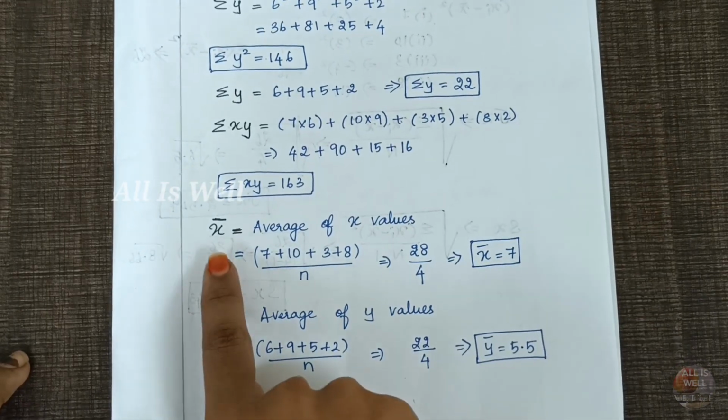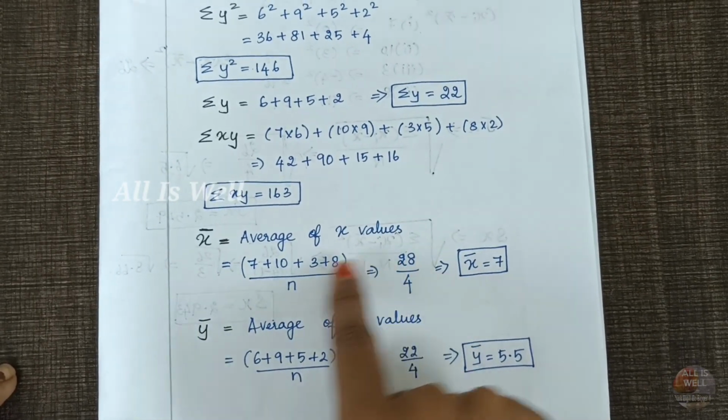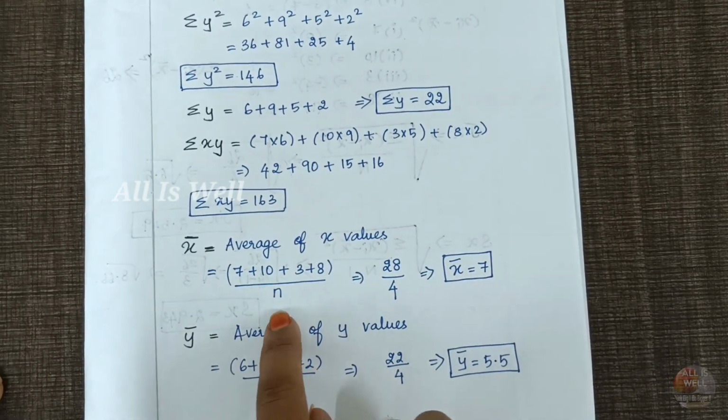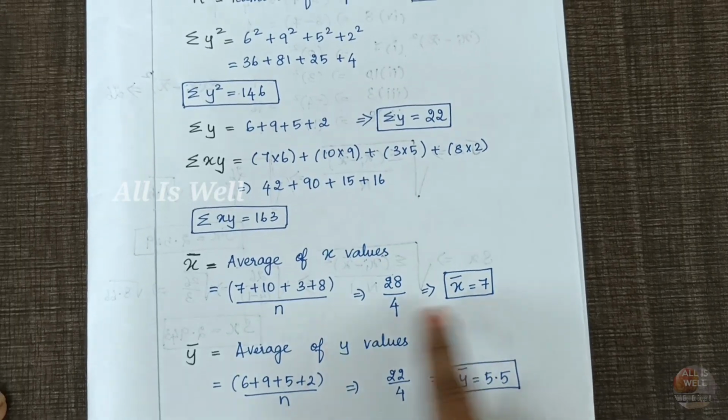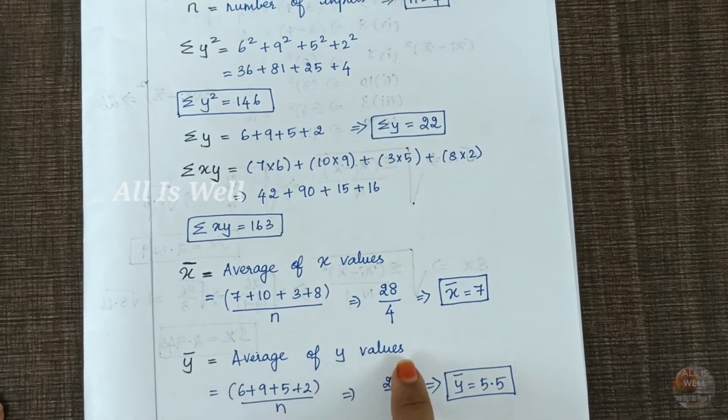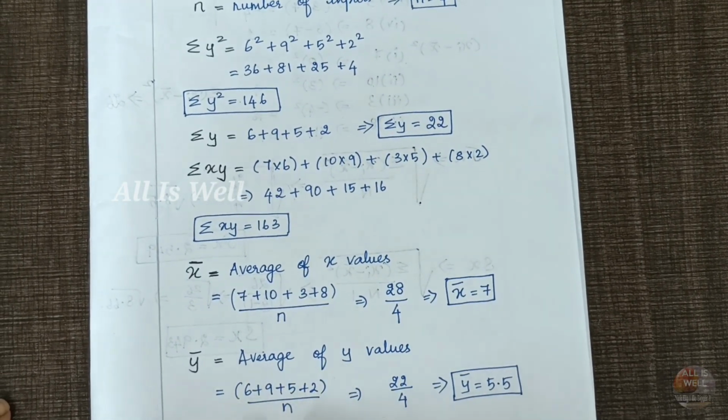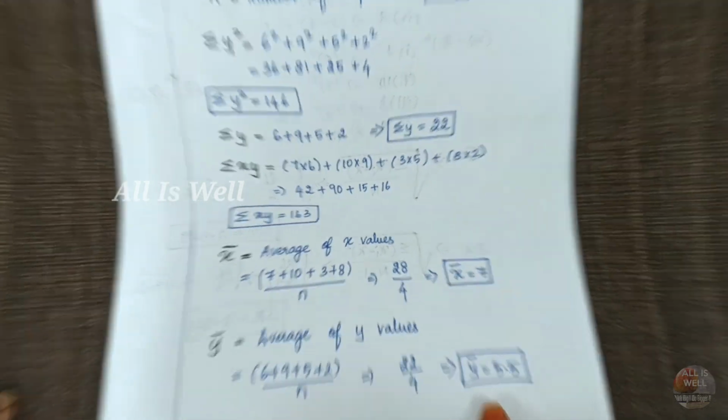X bar is the average of x values, that is the summation of x values divided by the number of inputs. Similarly, y bar is the average of y values, that is summation of y data divided by the number of inputs.